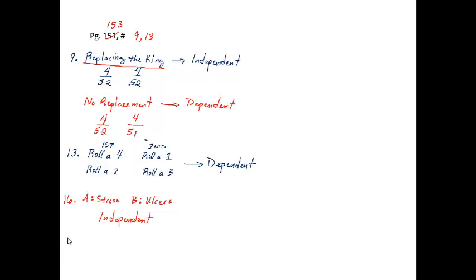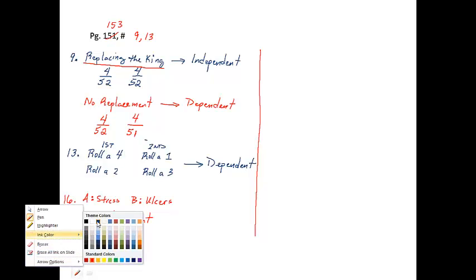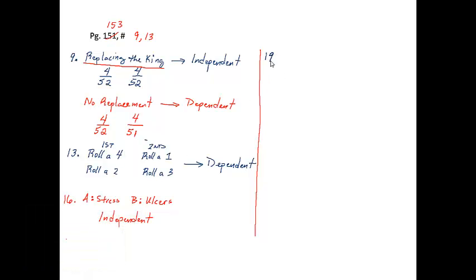Okay, number 19. And it says 2 cards are selected from a standard deck of 52 playing cards. The first card is replaced before the second card is selected. Find the probability of selecting a heart and then selecting an ace. So in this problem, they actually want us to find some probabilities.